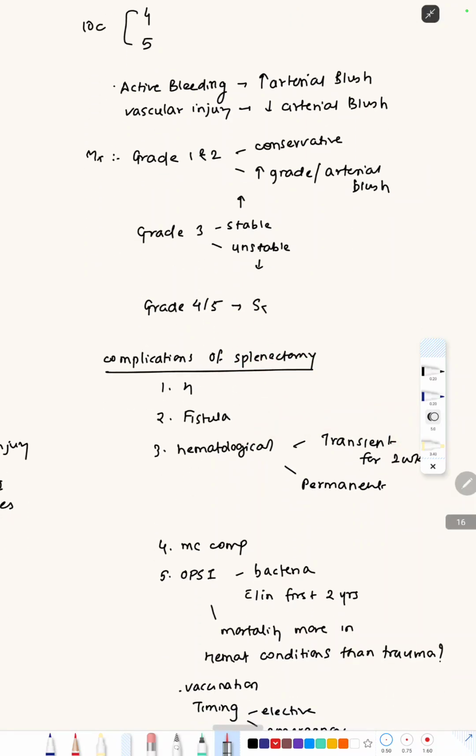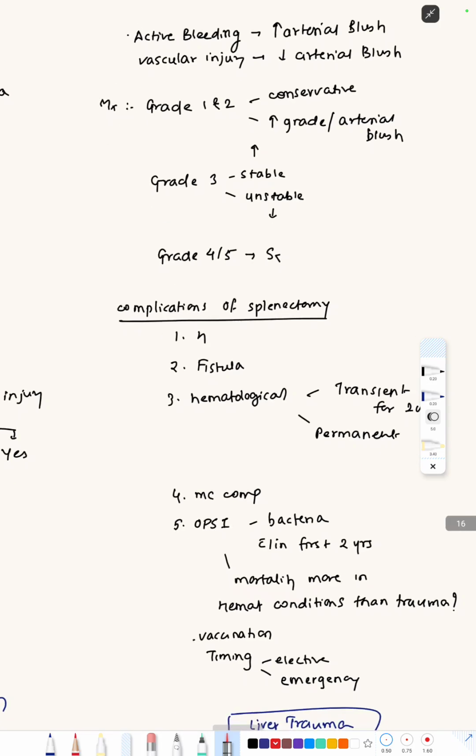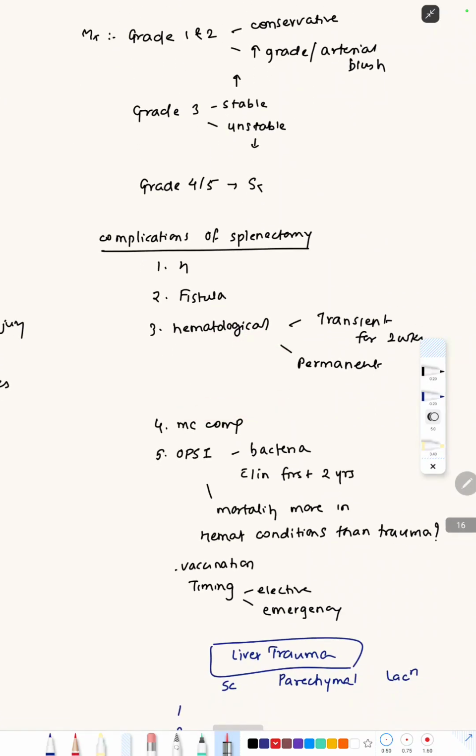Now complications of splenectomy. First is hemorrhage, then second is fistula. Actually, the tail of the pancreas lies close to the splenic hilum, because of which a pancreaticosplenic fistula can happen. Then the next is hematological complications. The first is transient. Some transient changes are seen for 2 weeks. They include rise in all the blood lines. For example, the platelets can go more than 10 lakh. For that, prophylactic aspirin is given. RBC is increased, WBC is increased, everything increases. But the permanent hematological changes include Howell Jolly bodies, Cabot rings, hypersegmented neutrophils, then basophilic stippling. So these are the permanent changes that remain.